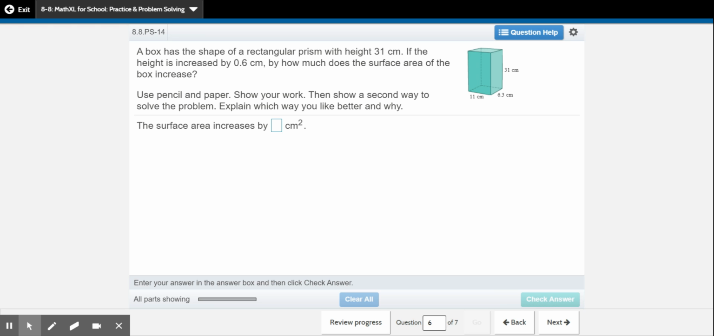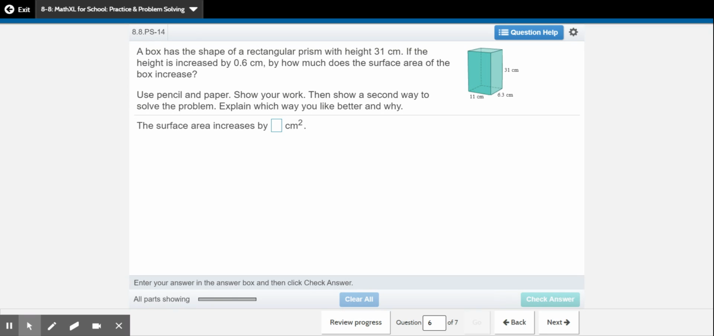This is Miss Pearl, and we're back with 8-8 Practice and Problem Solving Excel. Let's get started. A box has the shape of a rectangular prism with height 31 centimeters. If the height is increased by 0.6 of a centimeter, by how much does the surface area of the box increase? Use pencil and paper, show your work, then show a second way to solve the problem. Explain which way you like better and why.